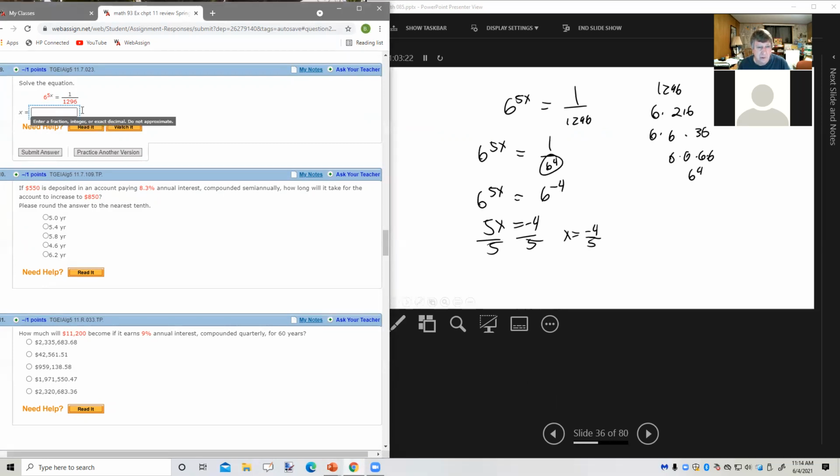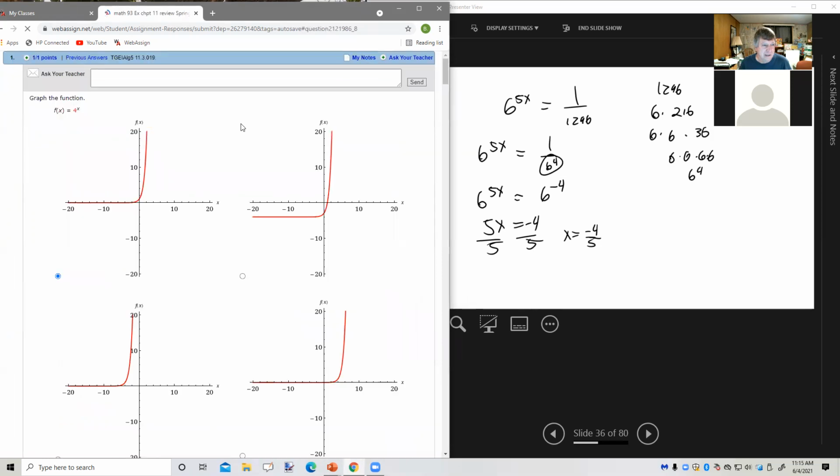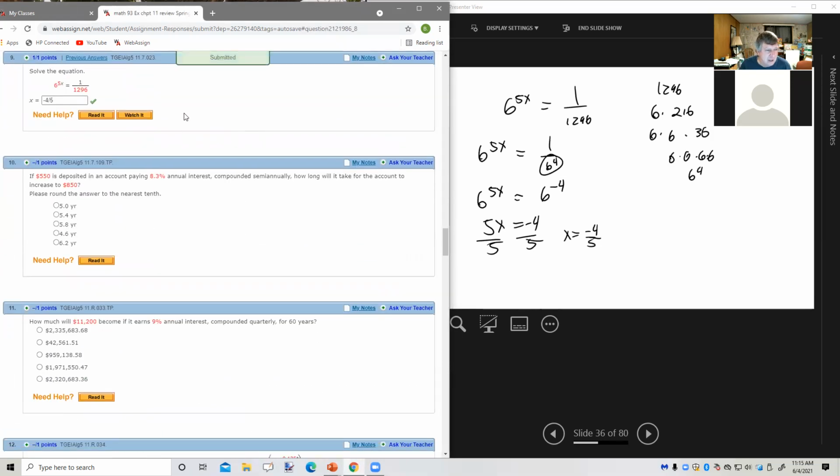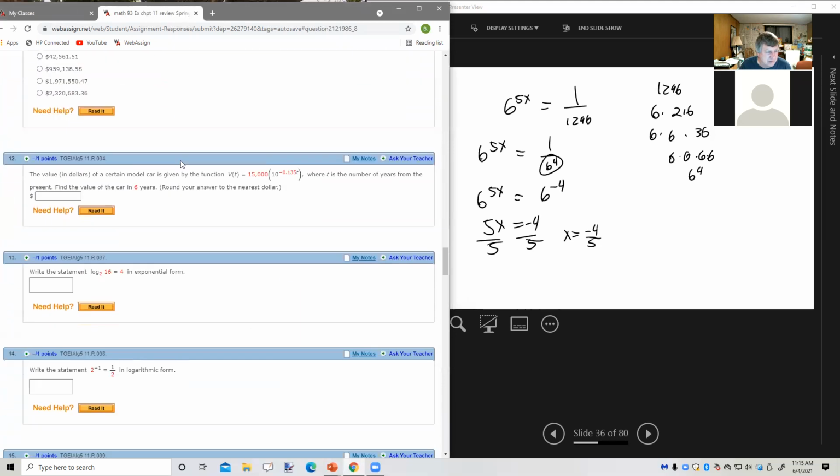Let's see what I need. I guess I'm not going to use the fancy stuff over on the right side. Guess I didn't need it. Okay, let's take a look at, let's see, what do we got left here?